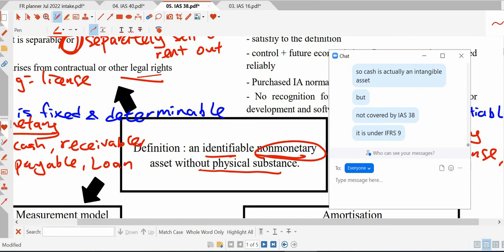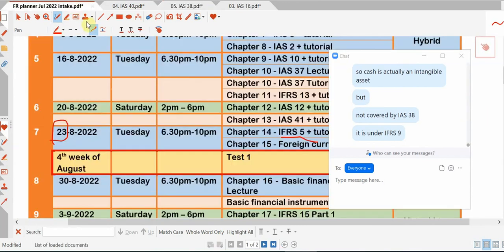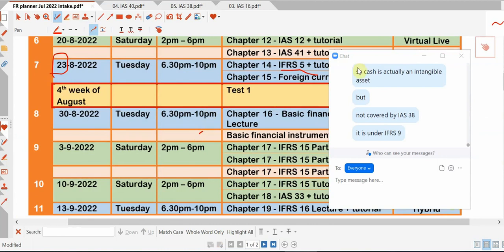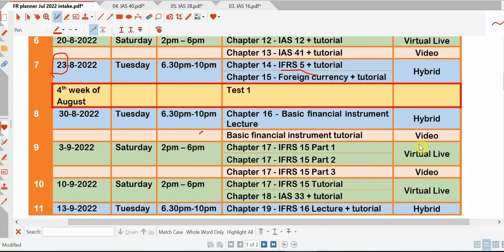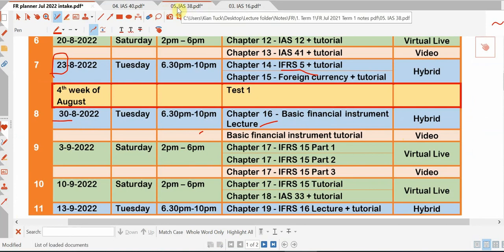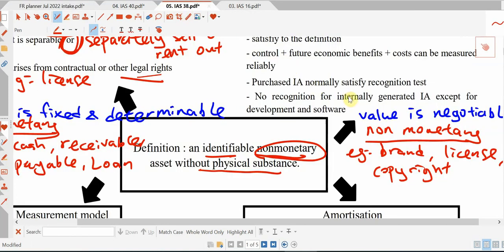So tonight we just talk about non-monetary items. Cash, receivable, payable, loan, everything, they are under IFRS 9. The one we will learn when? Let me check. Financial instrument, basic instrument. Tutorial is video, but for lecture, the last day before Merdeka Day, one day before Merdeka Day, you study that financial instrument. Cash, receivable, payable, and loan and this that. Okay, alright. So let's continue now.